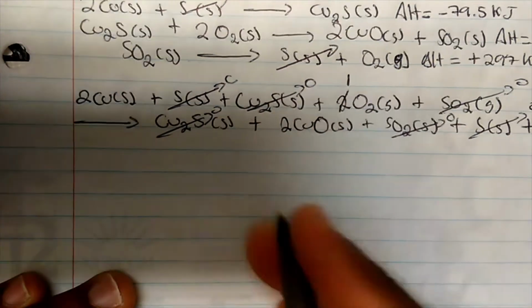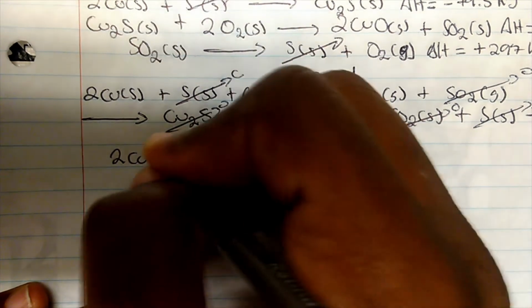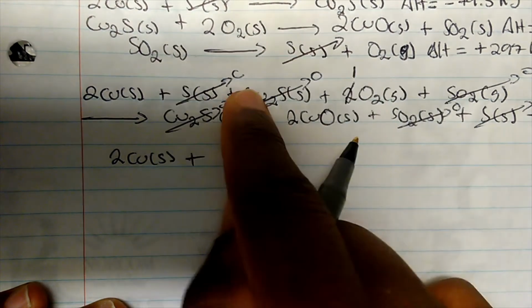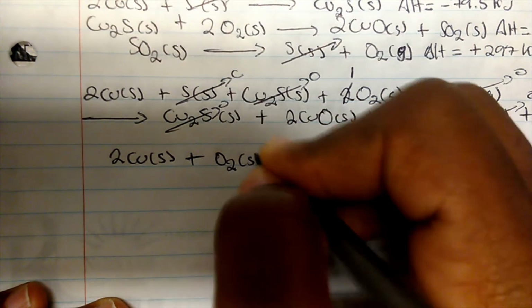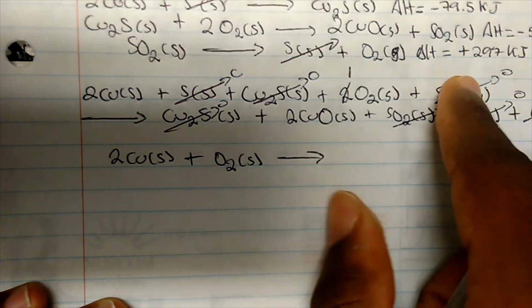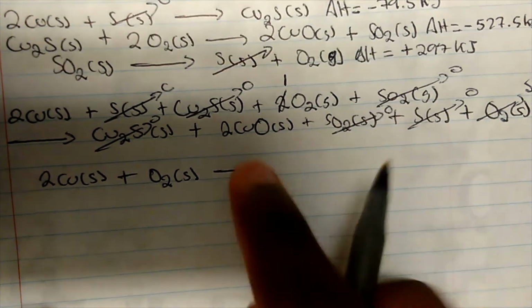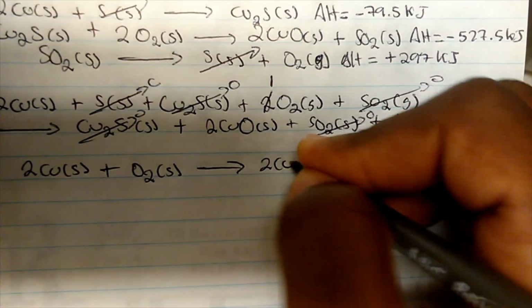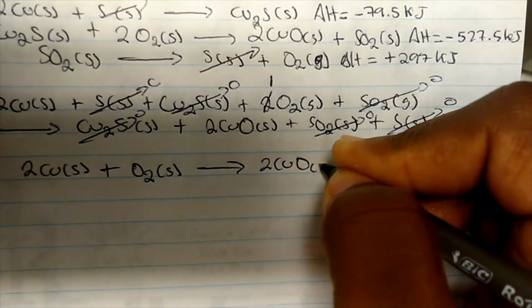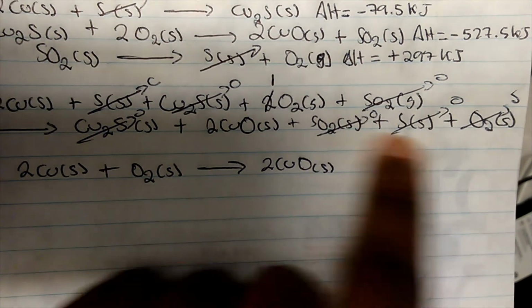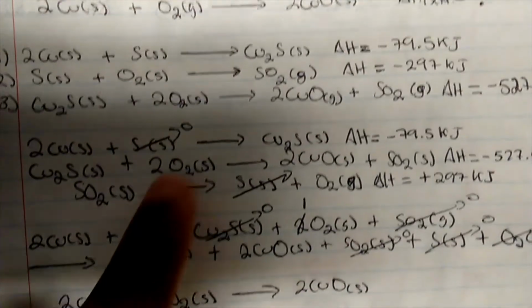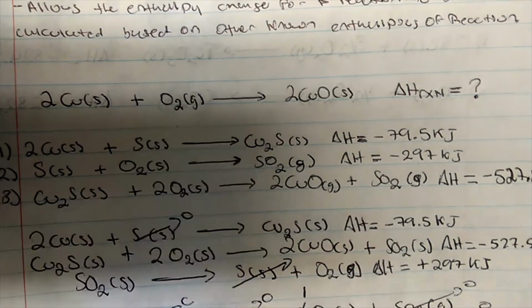If I add this together, notice I can't cancel anything else. So if I look at what's remaining, I have 2 moles of copper solid plus, well, these go to 0. We have 1 mole of oxygen gas left as a reactant. As a product, we only have 2 moles of copper(II) oxide solid. Notice that everything cancels out, and this reaction is actually the target reaction that we were looking for.